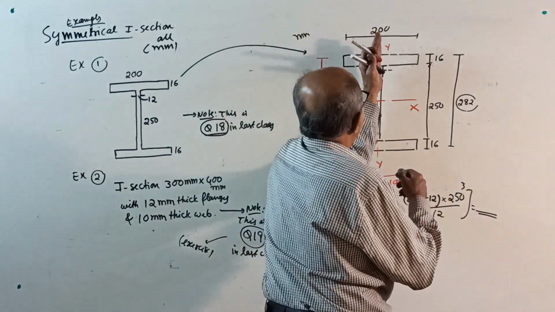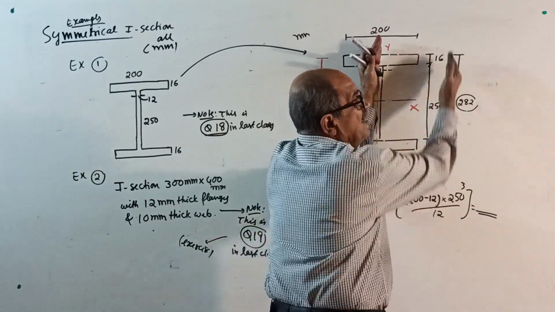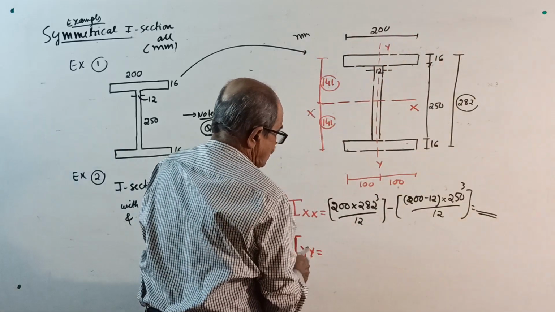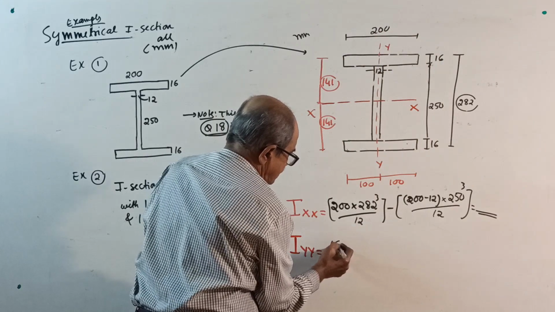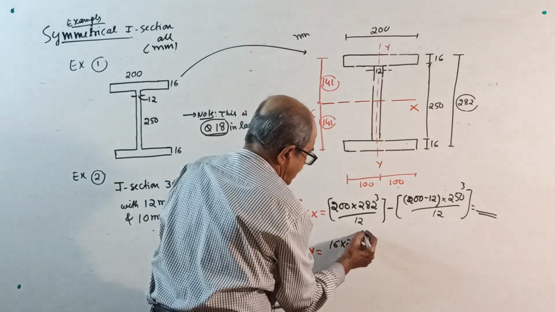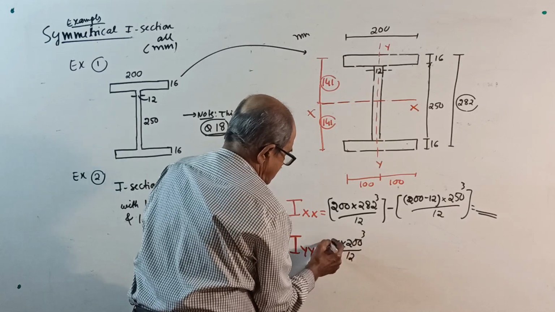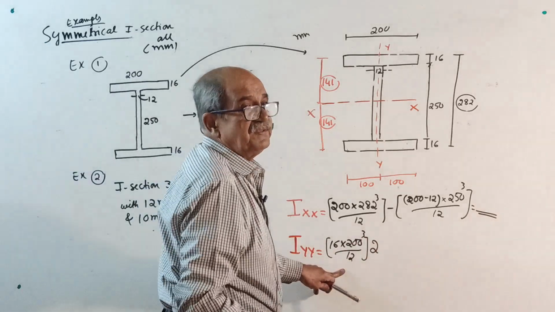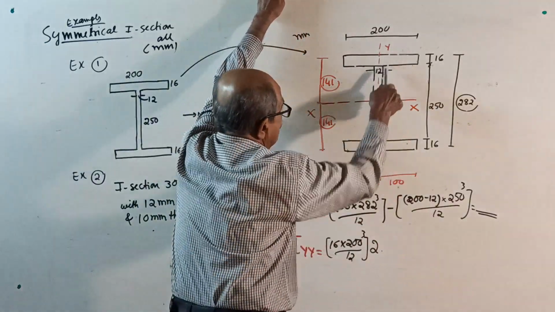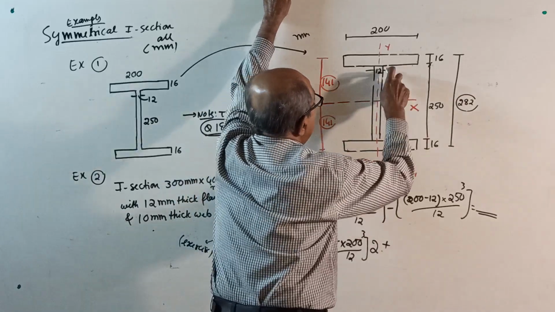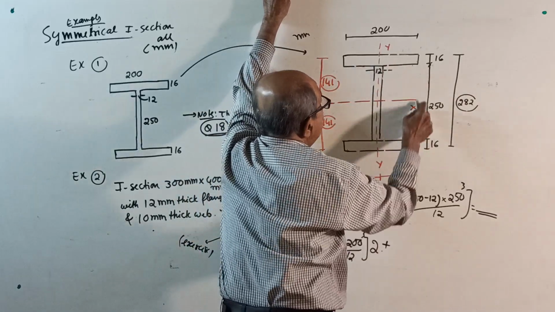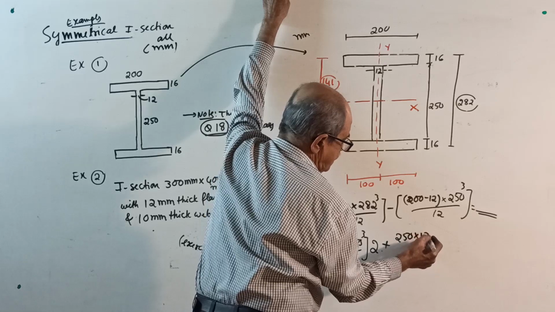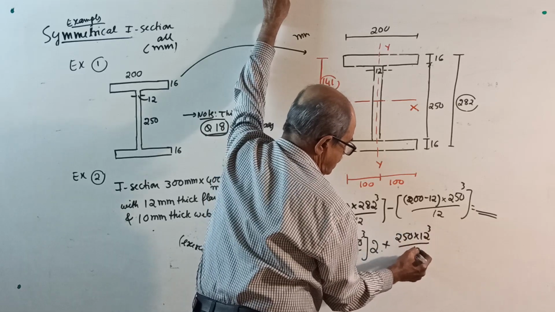See, for yy we want 3 rectangles, only IG. See, 16 into 200 cube by 12, that's all, multiplied by 2, because plus area into 0 square. Multiply by 2 for these two, plus for this one, see, this rectangle, 250 into 12 cube by 12.